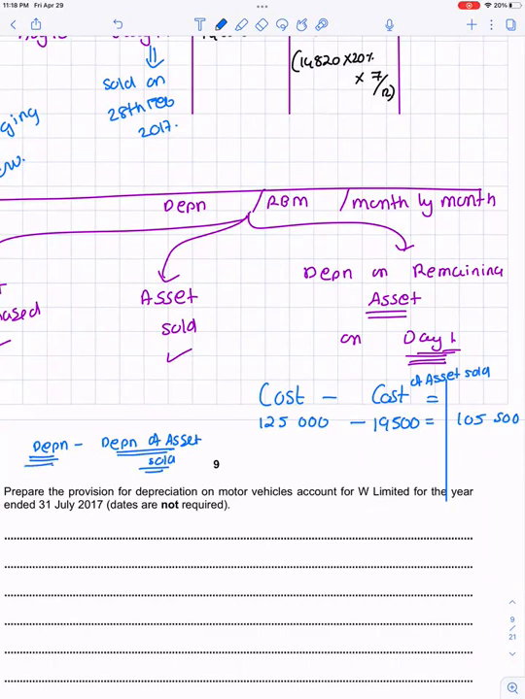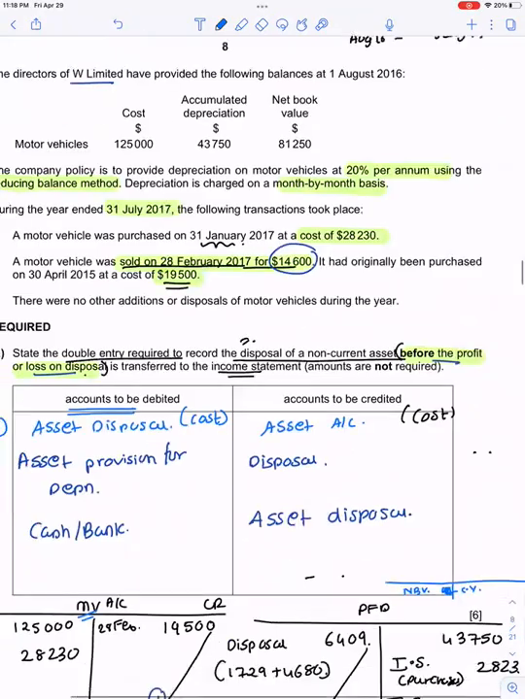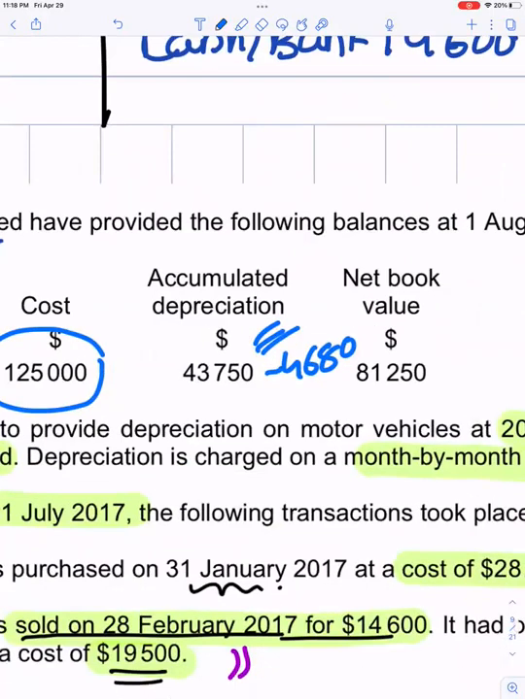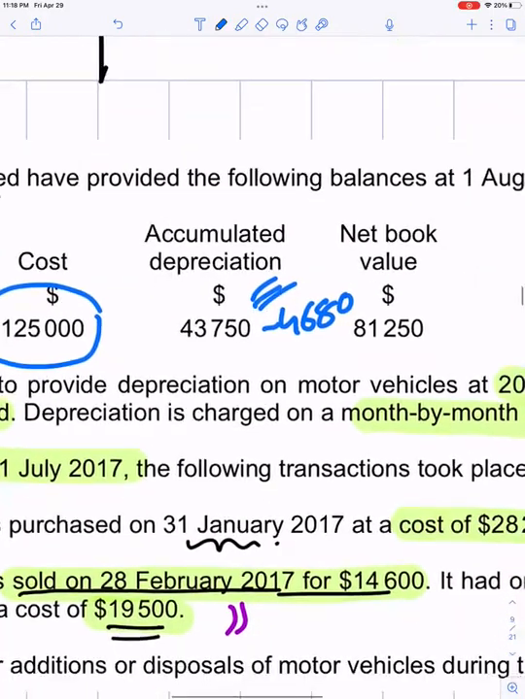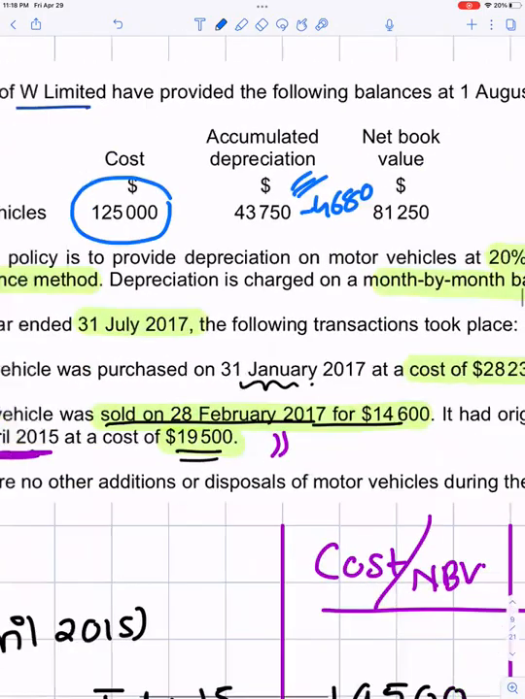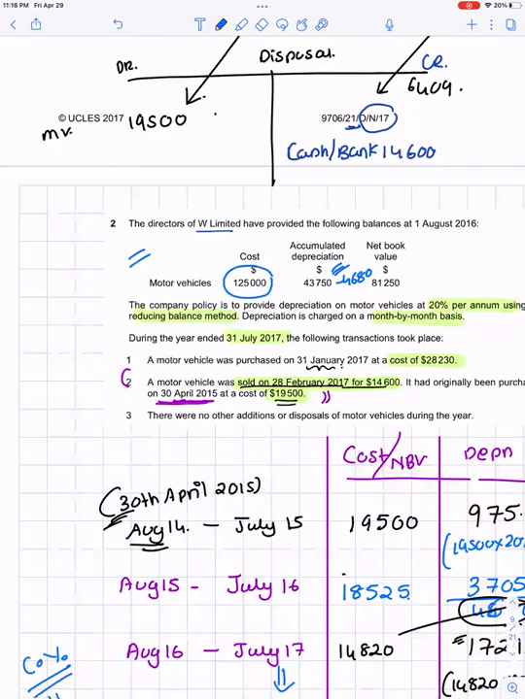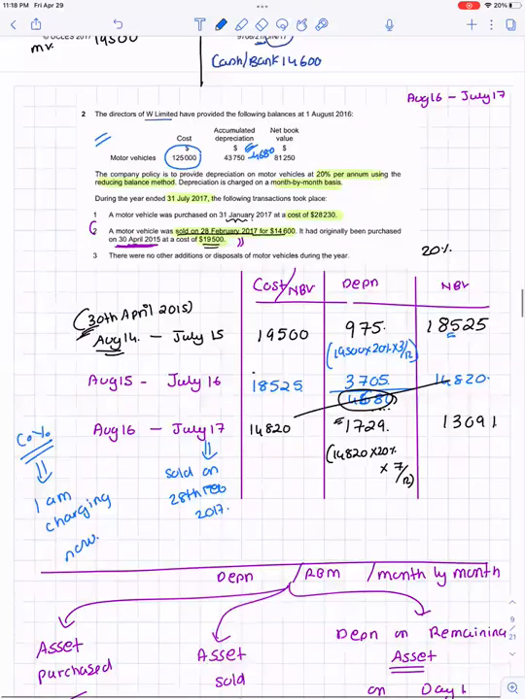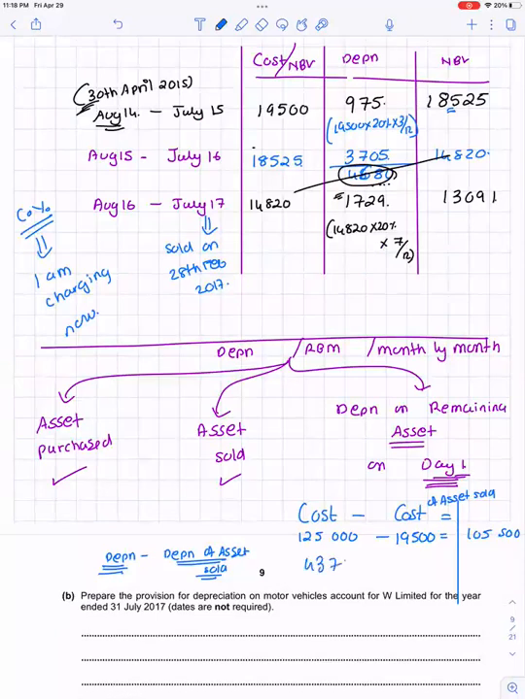Depreciation minus depreciation. What is the depreciation on day 1? 43,750. And what is the depreciation on day 1 of my assets sold? This is my current year. So before the current year, what is the depreciation of the assets sold? 14,820. This is the net book value.